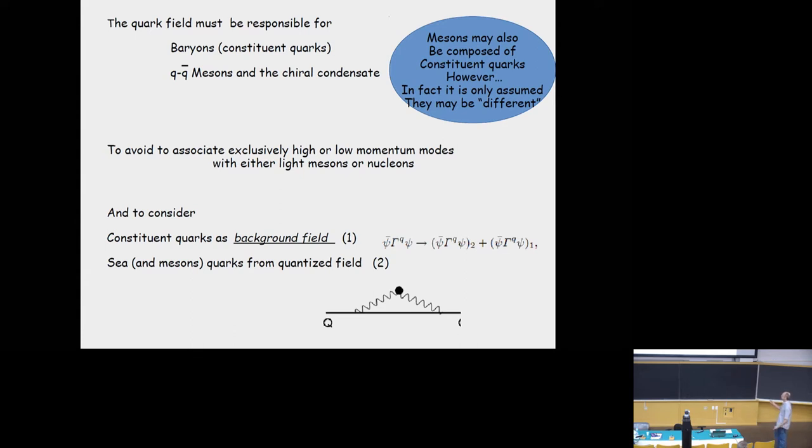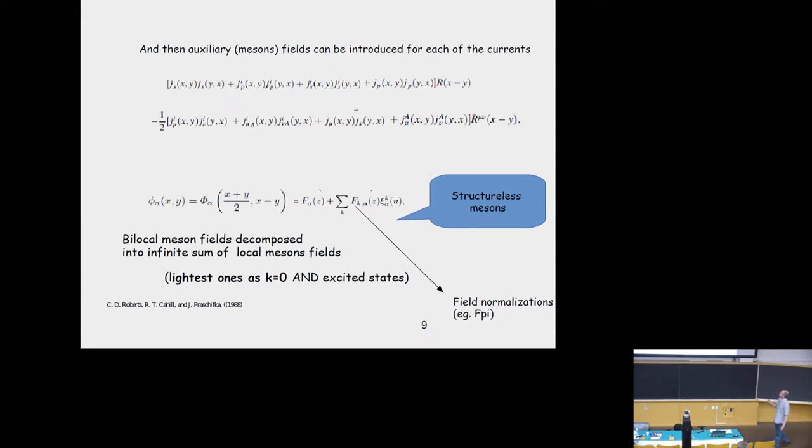And then just assume that constituent quarks can be done like that. This is the structure of the constituent quark. So the constituent quark will be a quark with a non-perturbative gluon line dressing it. And then by means of the auxiliary field, you can introduce all the flavor and Dirac Lorentz meson structures by means of this method. And then we can pick up all these quark-quark interactions and decompose them into meson fields.